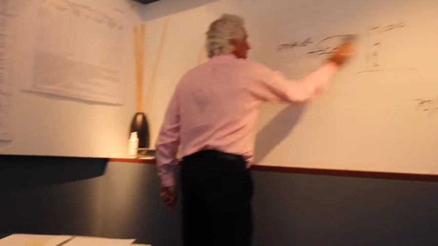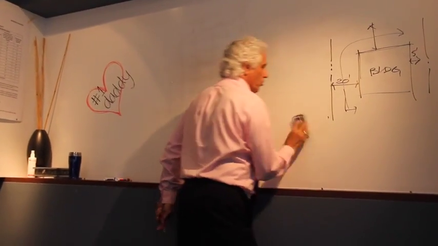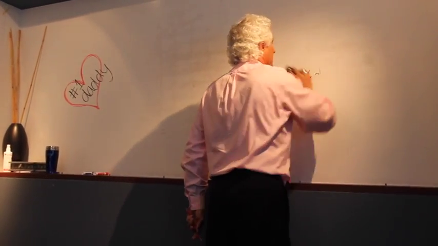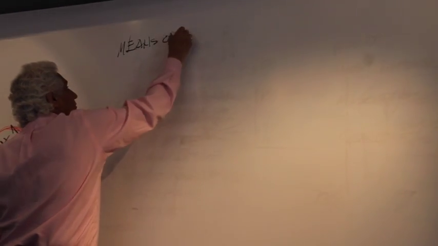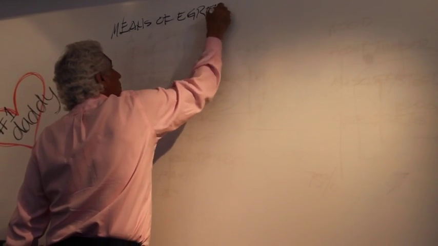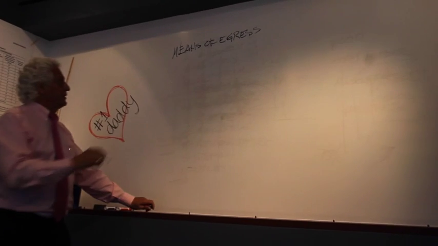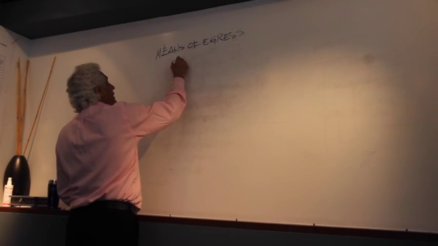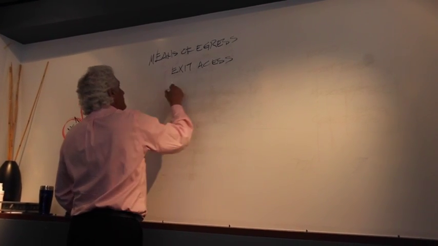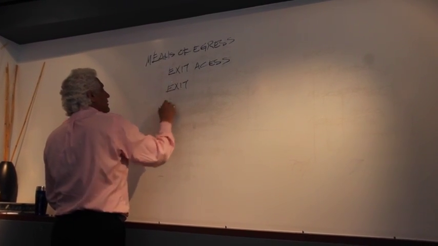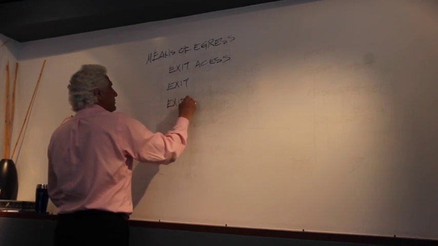So let's talk about egress, because that's one of the big items in the code, and that usually is something that a lot of architects and especially students will trip on. There is a means of egress. It's a definition in the code. There are three parts to a means of egress: the exit access, the exit, and the exit discharge.